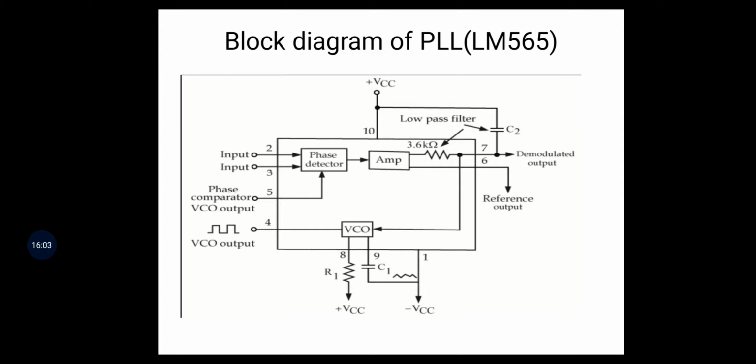The value of the filter capacitor C2 should be large enough to eliminate possible oscillations in the voltage controlled oscillator. So the larger the capacitor value, the more we remove the oscillations in the voltage controlled oscillator.